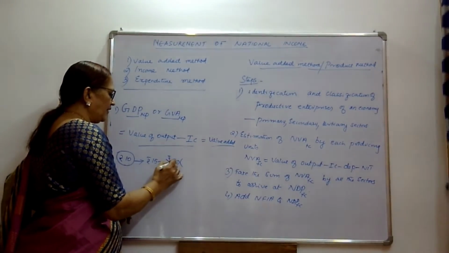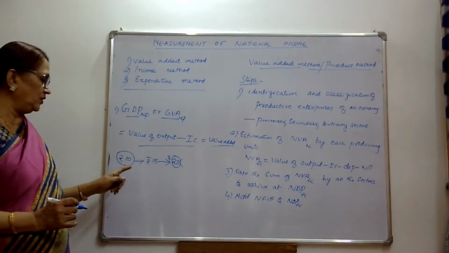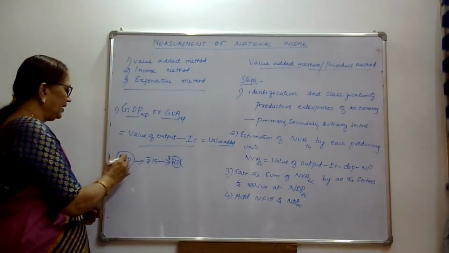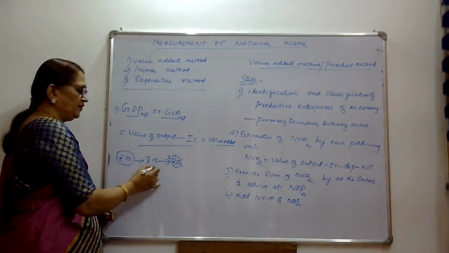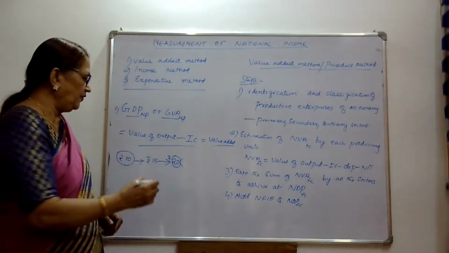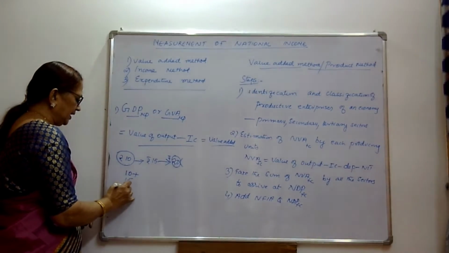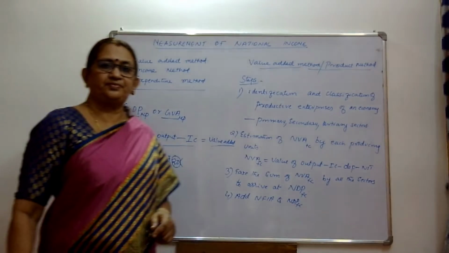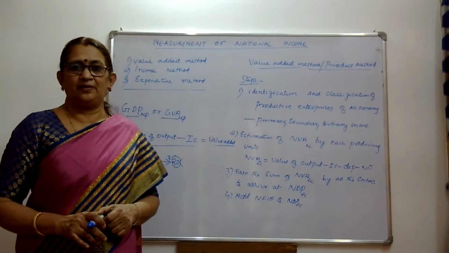What is the value of the final product? 20. Because it includes this 10 and 15. Okay. So in this 20 rupees, this 10 rupees and 15, the value of the intermediate products are included. If we are calculating the value of the final products as 10 plus 15 plus 20, we are getting an exaggerated value. So this double counting is to be avoided.